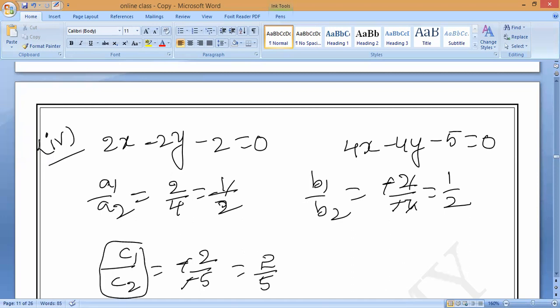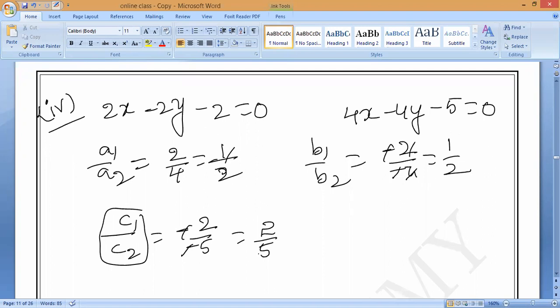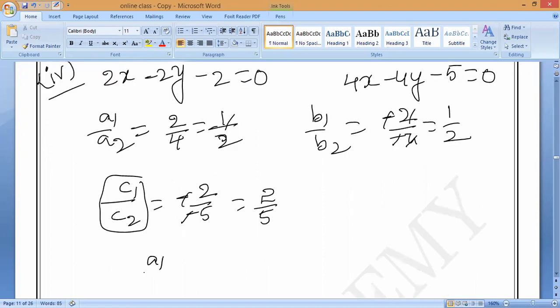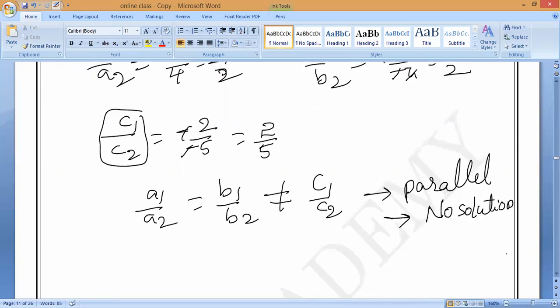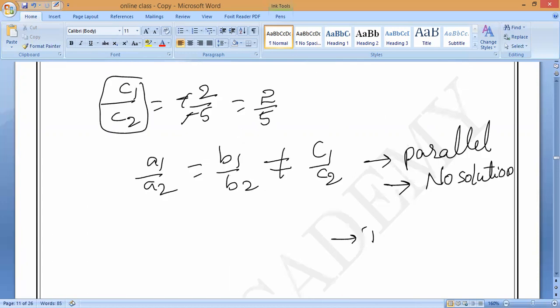See here, the third ratio: c1 by c2 equals 2 by 5, correct? Parallel lines. a1 by a2 equals b1 by b2, which is not equal to c1 by c2. So these two lines are parallel lines. No solution. For parallel lines, no solution. So are the given two equations consistent or inconsistent? Inconsistent. So no need to draw the graph.